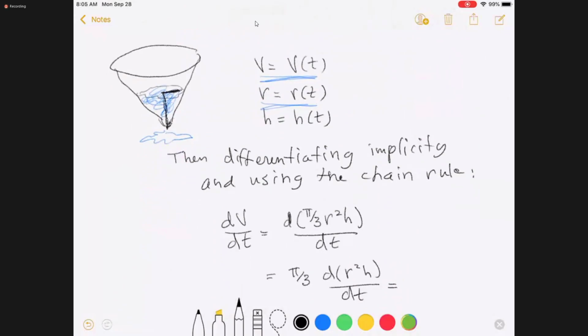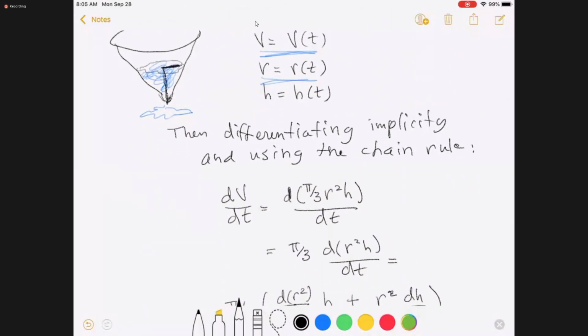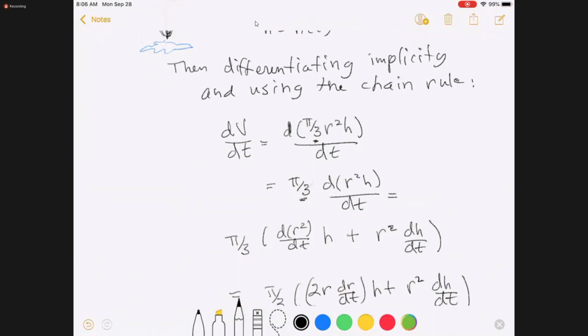Well, we can differentiate. So dV/dt then is the derivative of V, which is pi thirds r squared h. So this derivative with respect to time, dV/dt, is equal to the derivative of pi thirds r squared h with respect to time. Now I'm going to start using my differentiation rules. Well, one rule says that I can pull a constant out. That constant right there. So pull out the pi over 3. And then I need the derivative of r squared h with respect to time. Well, r squared h, that's a product on one level. So I have to use the product rule. Remember, r and h are functions.